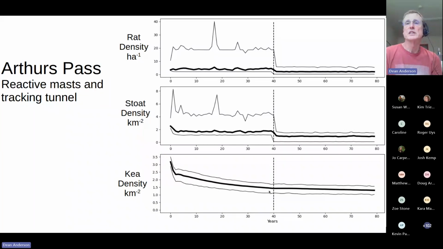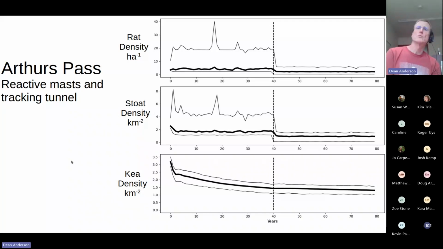But we're still seeing an ongoing slight decline in Kea. Although the decline is slightly less here, it's better. This is a better outcome than in the prescriptive one, but only marginally better.